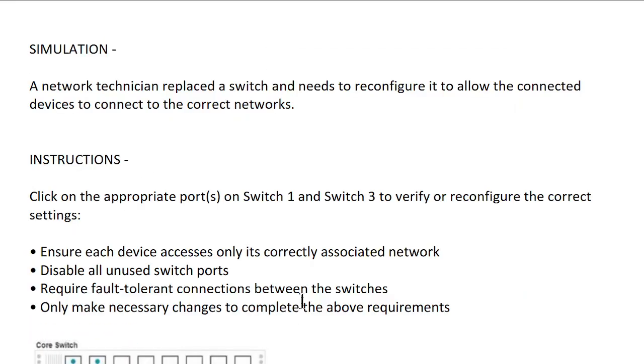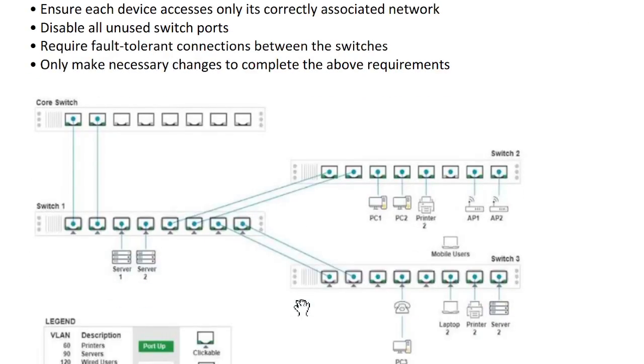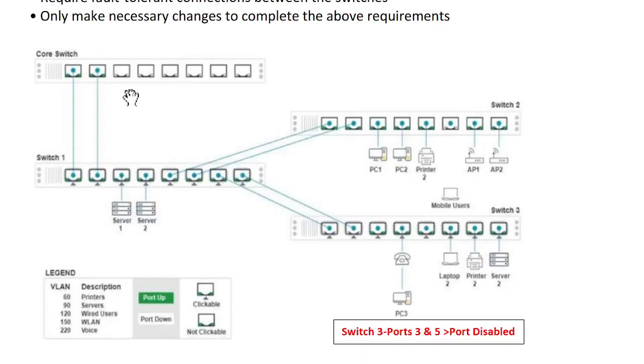Okay. Now in this next one, this looks difficult, but it isn't. Everything that is clickable, if it's grayed out, that means it's disabled. That's what it should be. If nothing's connected to it, like this one, it should be disabled. This one should be disabled.